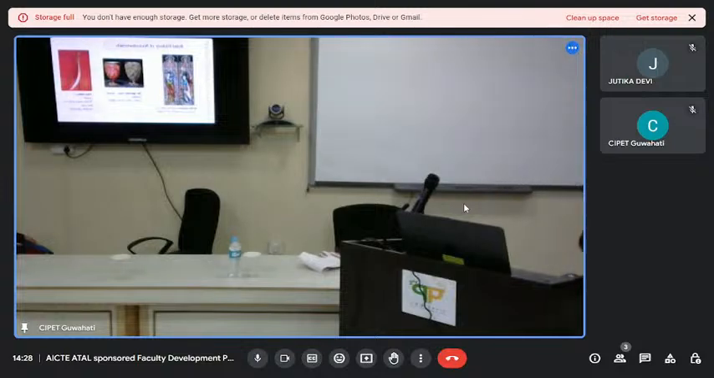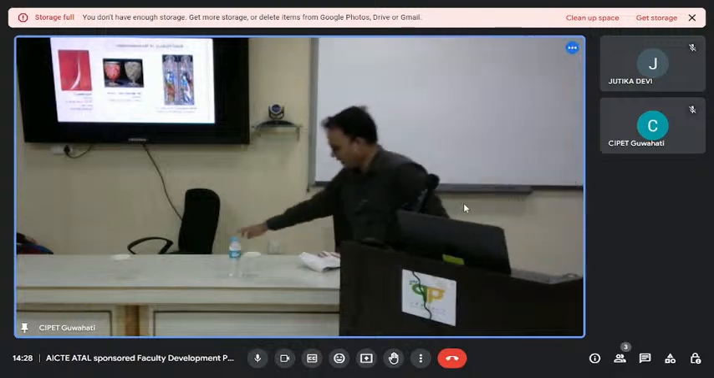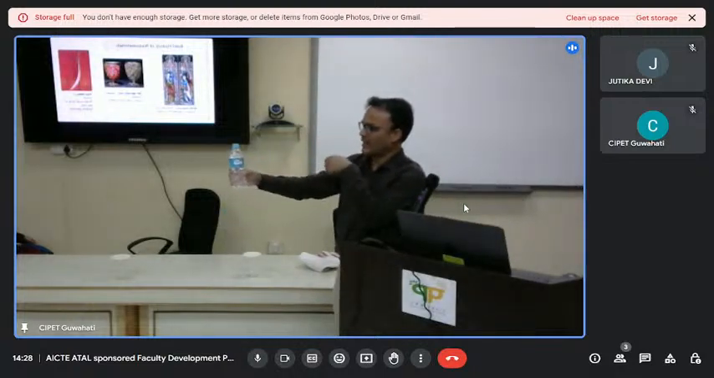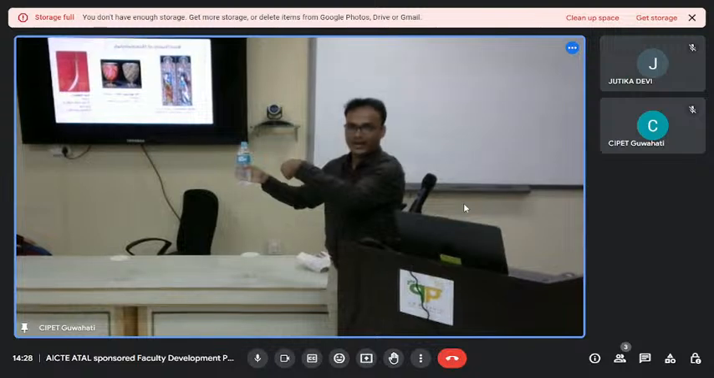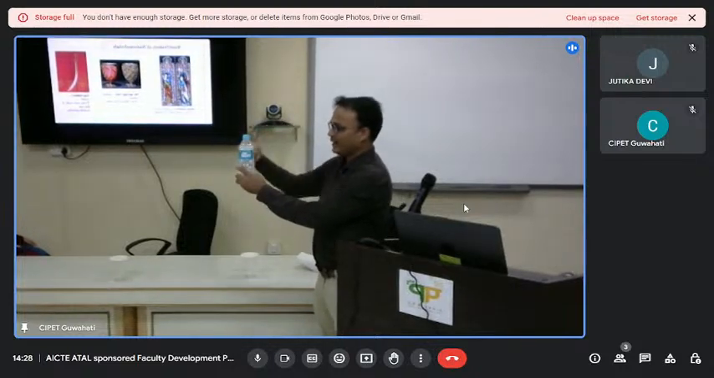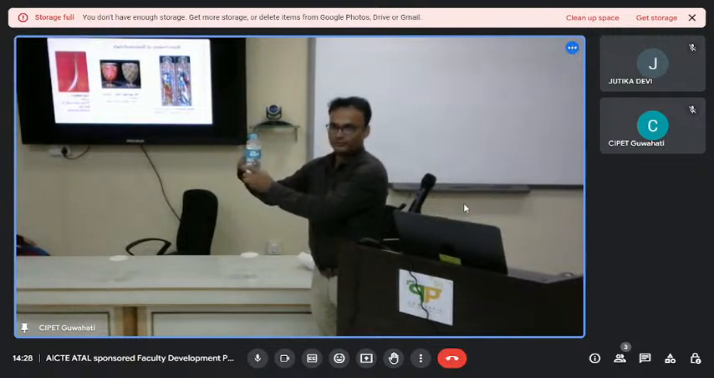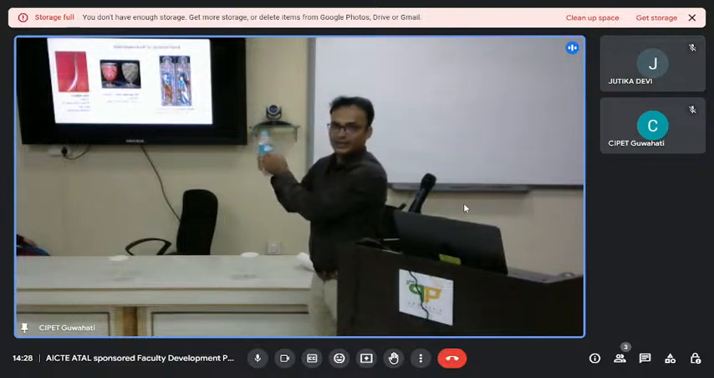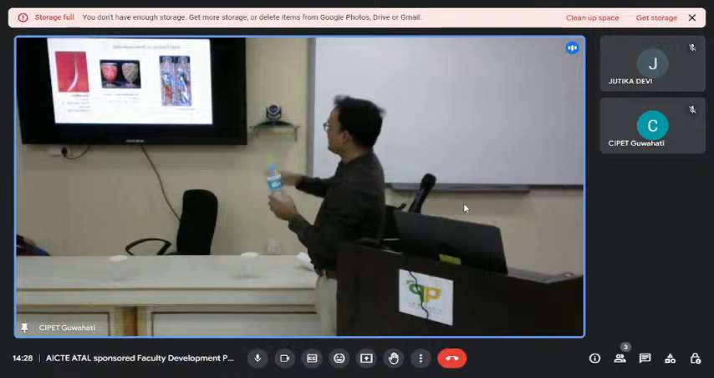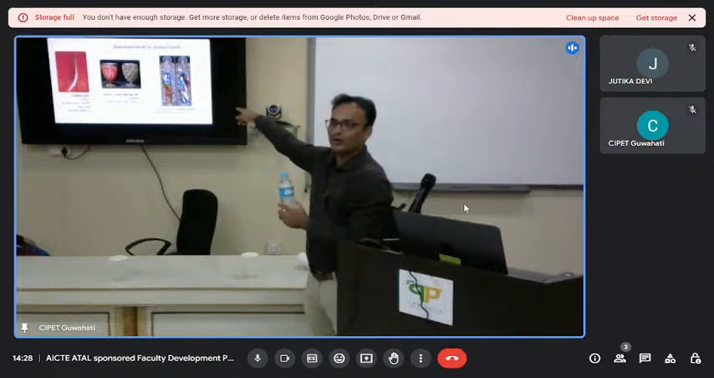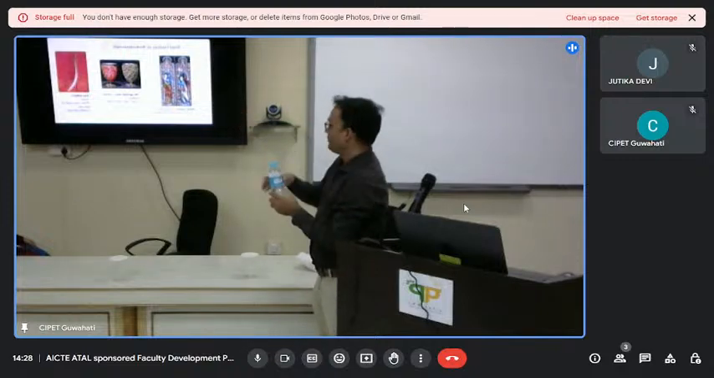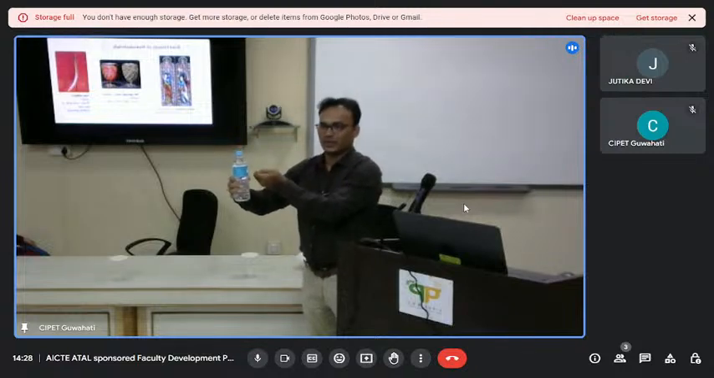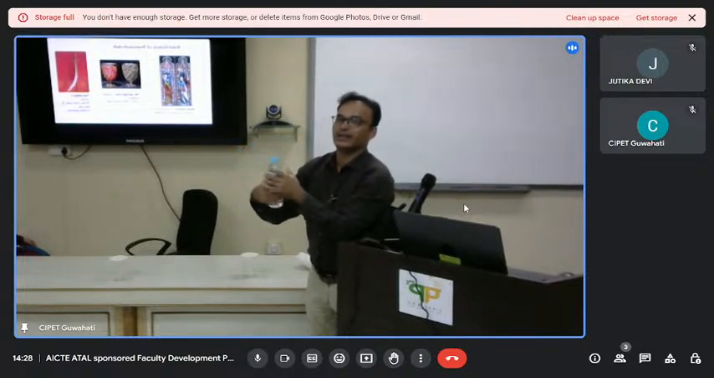For example, this is the cup. In one, they are shining the light from the front. And in another, they shine the light from the back side. When they shine the light from the front side, obviously it will be reflected. When this reflection occurs, they saw green coloration. But from the back side, when they shine the light, they found it is red in nature.